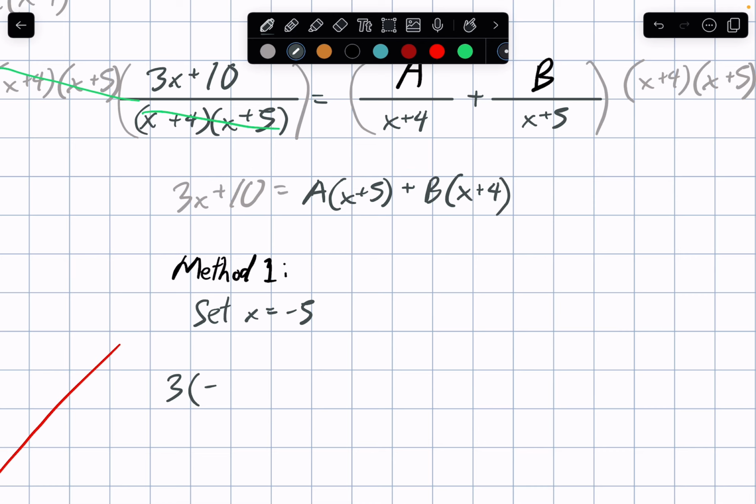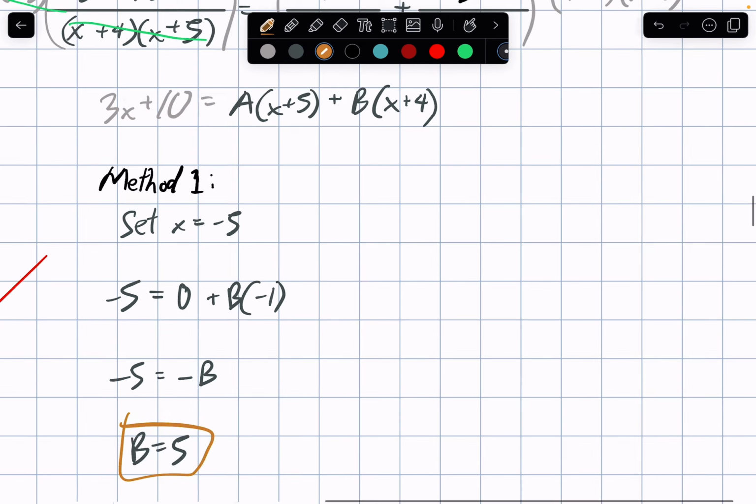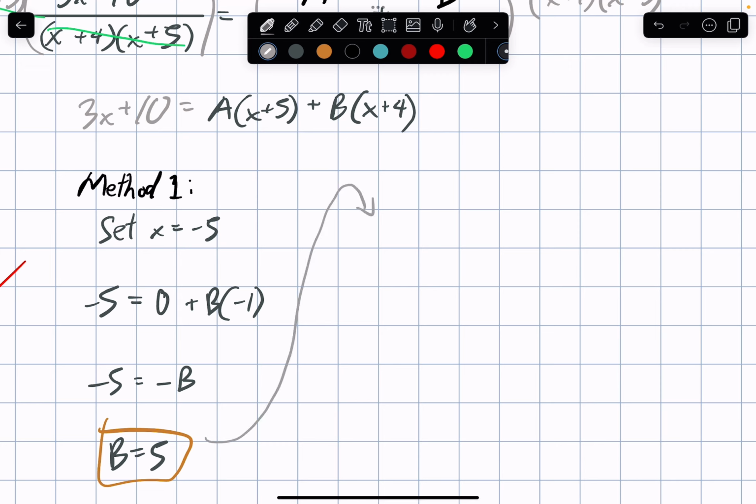So we assume that x is negative 5 in this equation. 3 times negative 5 is negative 15, plus 10, negative 5. This one would be 0 immediately, and then b, and then negative 1. So what we're left with is negative 5 is equal to negative b. b is equal to 5. We already know what the b value is. Let's look for the a value.